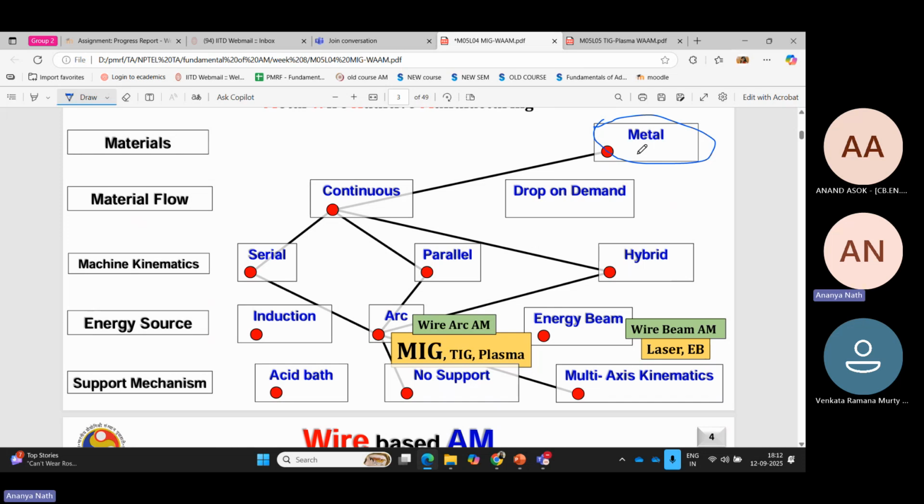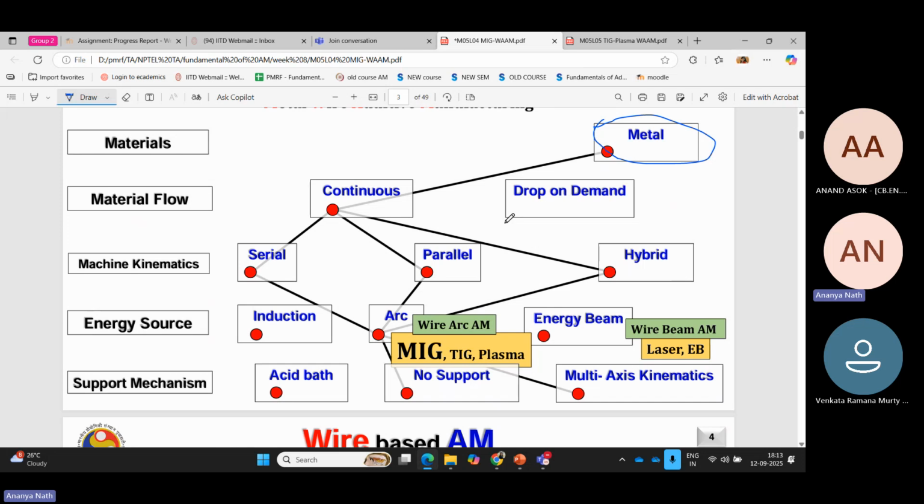Now, the second classification is the material flow. Here, mostly it's continuous material flow because, first of all, as I said, arc establishment is very difficult. And now if you want to do it drop on demand, then you have to establish the arc again and again in a pulsed way, which is more complex. So why make this process more complex when it's already complex? The material flow is going to be almost continuous. Material kinematics is an option for the machine manufacturer. They can use anything to build it. Serial kinematics is a simpler way.